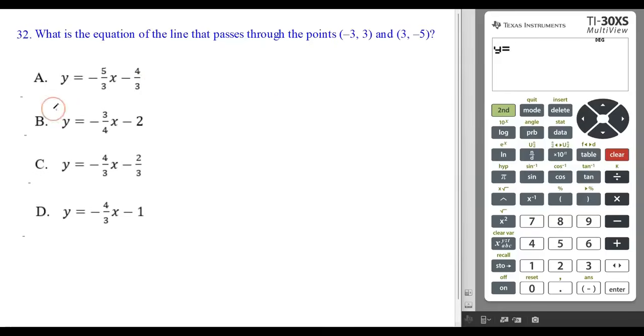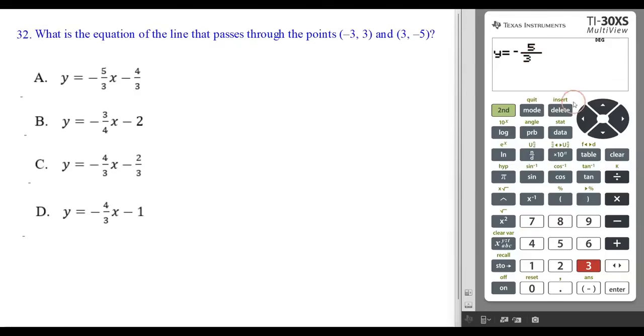Let me show you how to punch this into the calculator. You already have the y equals right here. That's what showed up when you hit the table button. Now I'm going to put in negative 5/3 x minus 4/3. So this is a negative sign right here. Negative. Fraction button right here. 5 on top. Hit your down arrow, 3 on the bottom. 5/3. Then x.